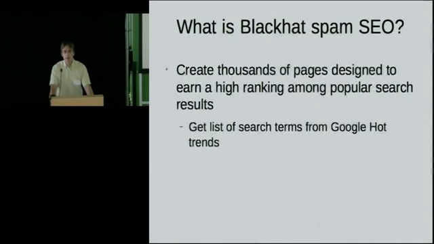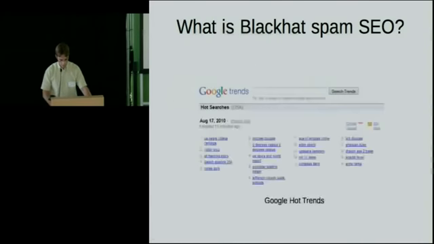So what is Blackhat Spam SEO? Attackers are creating thousands of fake pages for popular search terms, in a way that they will rank high in Google search results. To get a list of popular search terms, they use Google Hot Trends. Google Hot Trends displays every day the list of popular searches in the US for that day. There are 20 hot trends a day. So they get their information from this tool to know what kind of pages they should write.